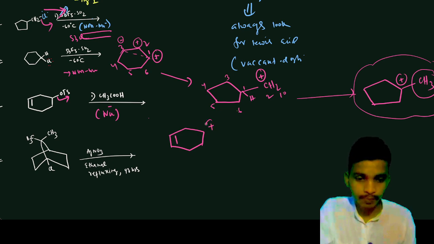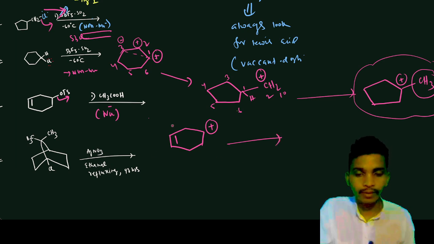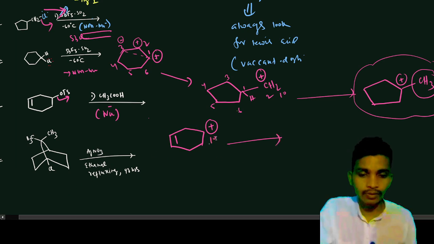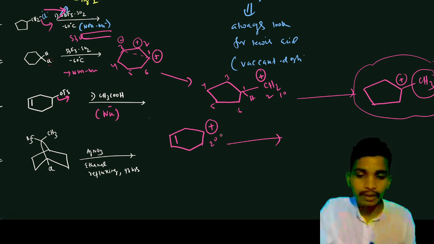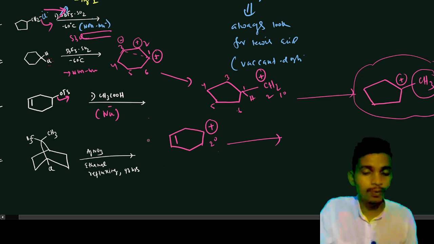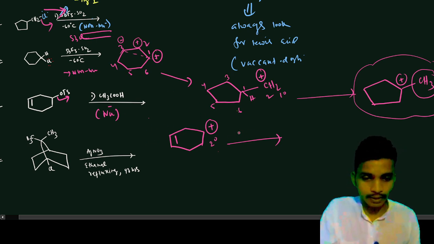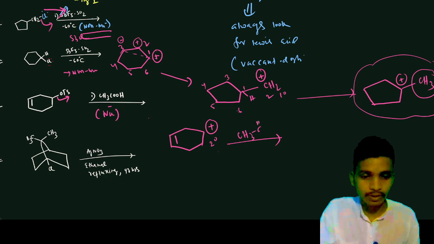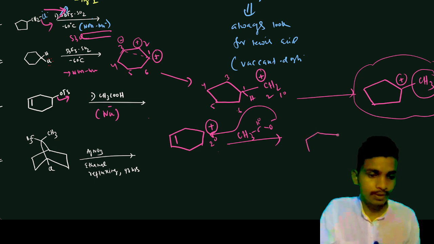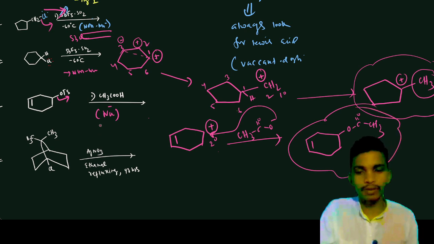Here we will get the positive charge, and now this is the 1 degree carbocation, and this is the 2 degree carbocation. If the medium is nucleophilic and the carbocation is 2 degree, then there will be no rearrangement, and the nucleophile will attack directly. It means that CH3COO minus is going to attack here. That means we will get this product. This is the final answer for this question.